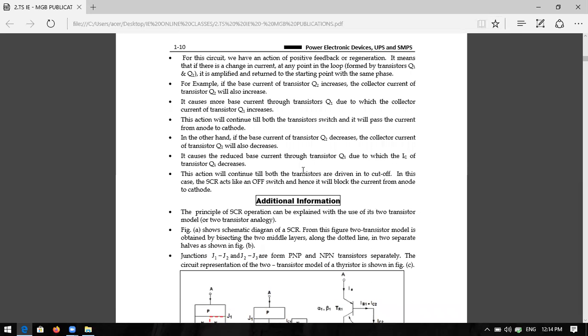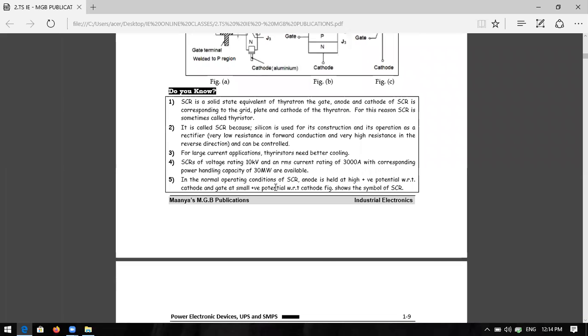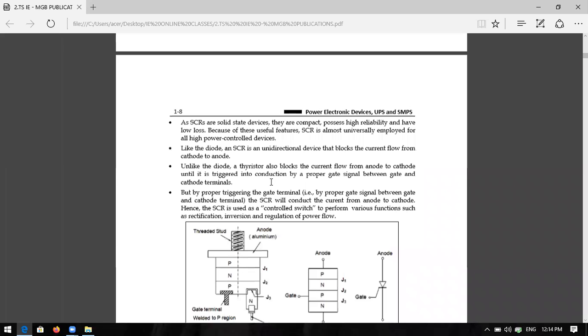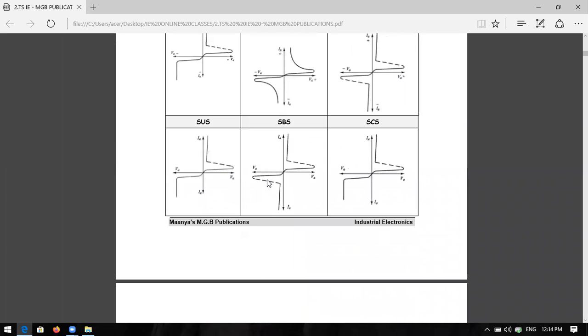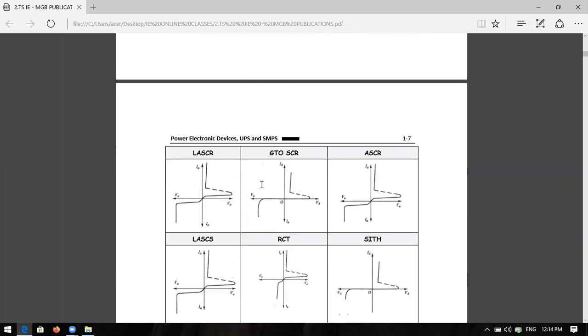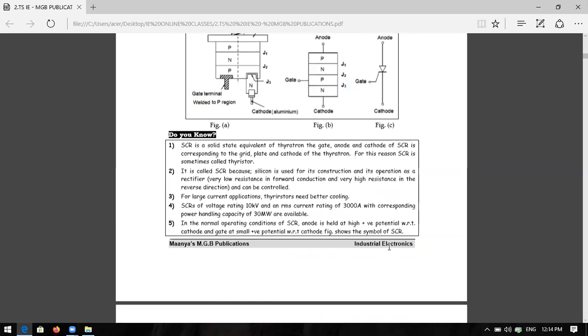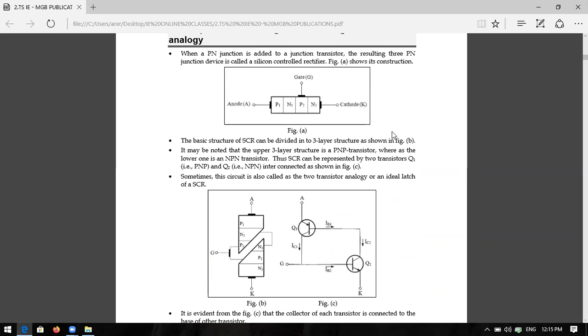Okay, everyone, is it understood? Everyone, are you able to understand? So what is your homework today? Draw the symbols, remember the symbols, draw the symbols as well as the construction details, and you have to draw the two transistor analogy. This is your homework today. Okay, all of you. Is it okay?